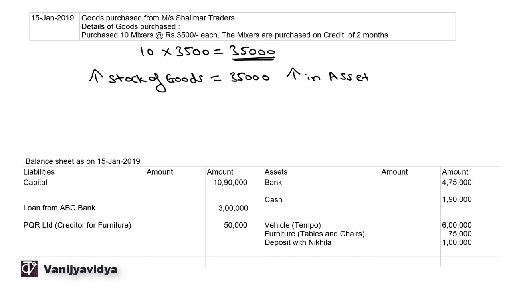Now these mixers are purchased on credit of 2 months. So after 2 months, Mohan is obliged to pay Messrs. Shalimar Traders rupees 35,000 for the mixers. So since we are obliged to pay, in the books it will be our liability, or we can also call it creditors. So 35,000. So increase in liability 35,000.